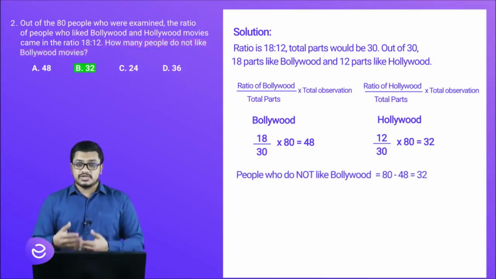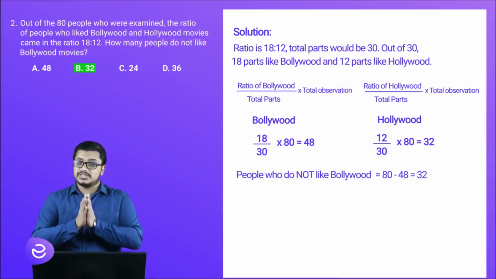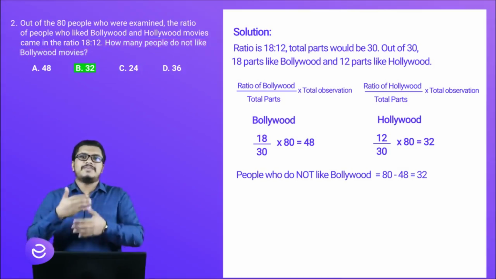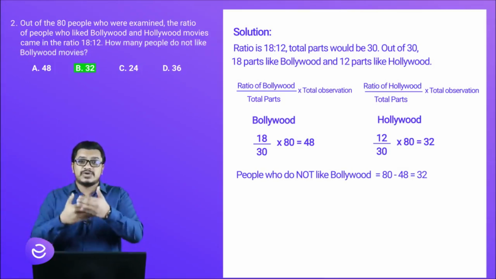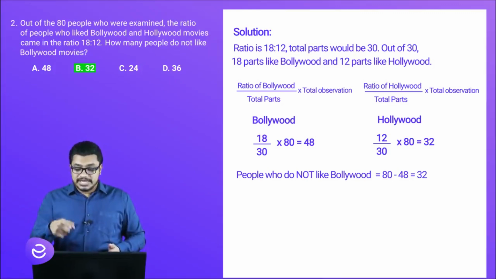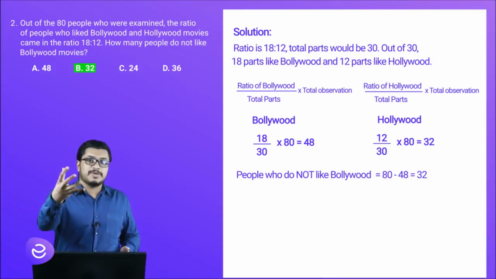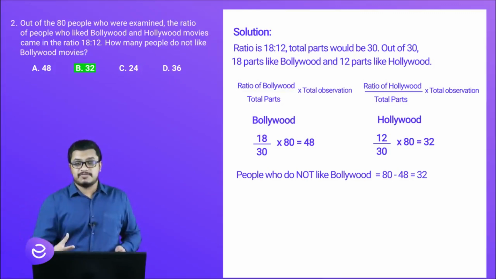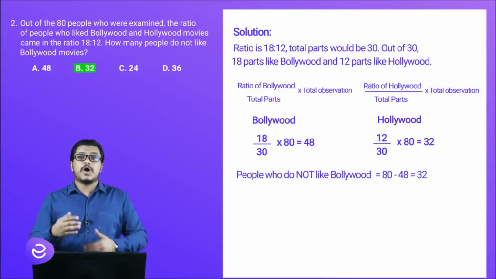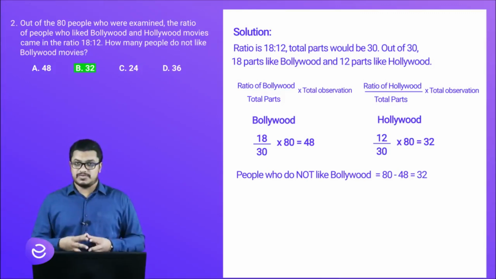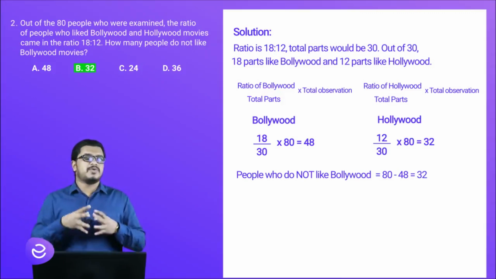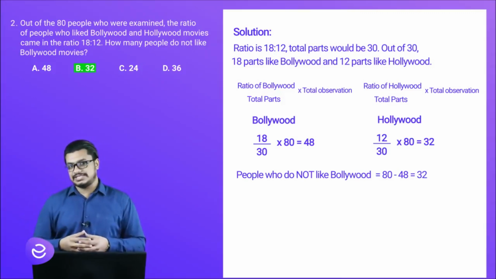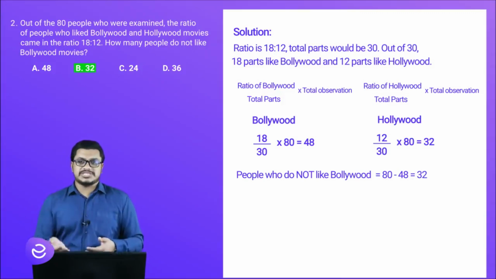So even though the questions and the procedures are all very simple, all you have to keep in mind is there might be a little twist in the question. In the previous question, 10 was added to the final answer. Here we know the number of people who like Bollywood, and the question was how many people do not like Bollywood. So out of the total, we subtract the number of people who like Bollywood, and then we get the answer.